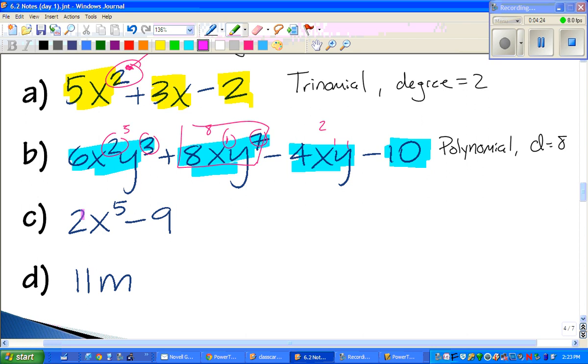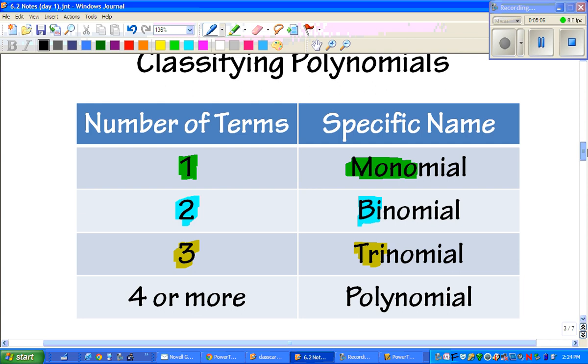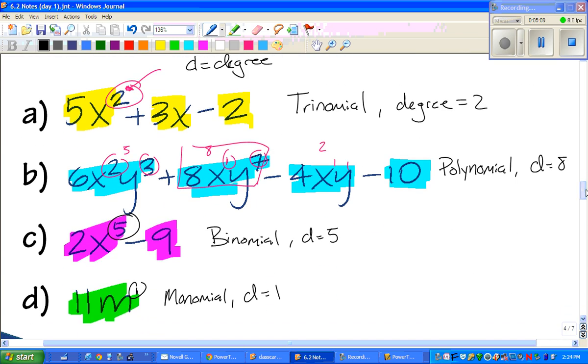All right, C. Counting the terms, 1, 2. So if it's got 2 terms, that's a binomial with a degree of 5. Okay, counting the terms in this last one, we've only got 1, so that means it's a monomial with a degree of, how many m's do we have right here? We only have 1. Okay, so all we're doing here is using these names to classify our polynomials. And then you just look at the degree and add it up.